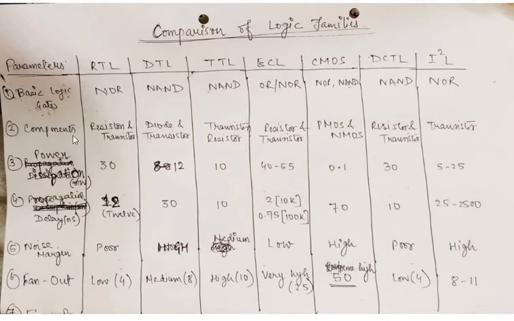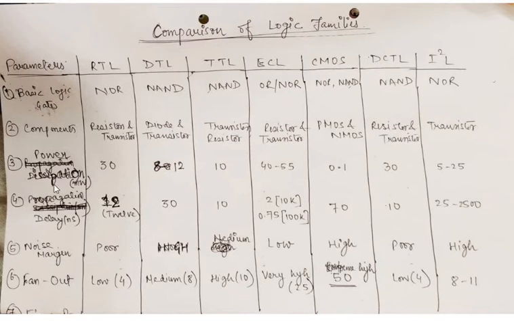Now the components that are being used. In RTL we use transistors and resistors. In DTL, diode transistor logic, we use diode and transistor. In TTL, transistor is of course the main component, but we do use resistors. In ECL we use resistors and transistors both. CMOS is operated on PMOS and NMOS. CMOS is complementary metal oxide semiconductor, and it uses both PMOS and NMOS in complementary fashion. Now DCTL uses again resistor and transistor, and I square L, integrated injection logic, uses transistor.